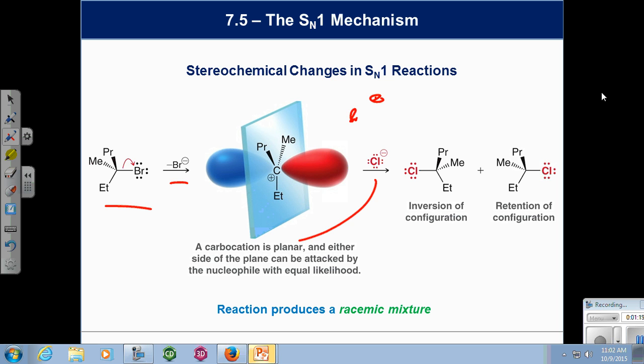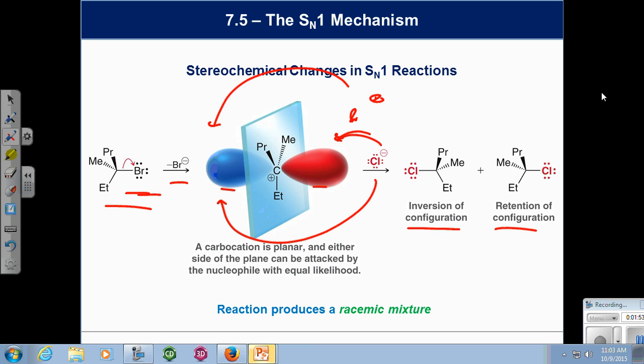And we now have equal access to this side and equal access to this side. Don't forget, absolutely fundamental, that a positive charge is an empty p orbital. And those p orbitals are symmetrical, so this side is the same as this side, and you can attack either one equally as well. So that will give you some of what we call inversion product, in which the nucleophile came in from this side, in other words, the opposite side to where the leaving group broke off. And you'll also get something of what we call the retention product, in which the nucleophile added from this side, same side as to where the bromine came off. It's all based on the fact that the carbocation is flat and equally accessible from both sides.